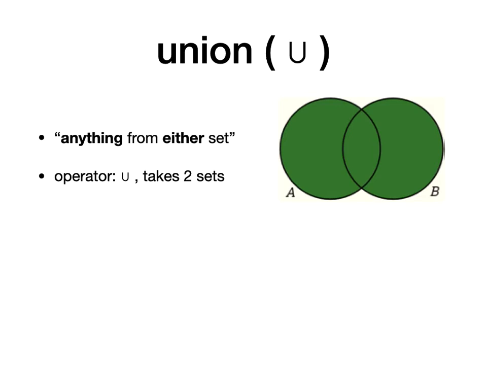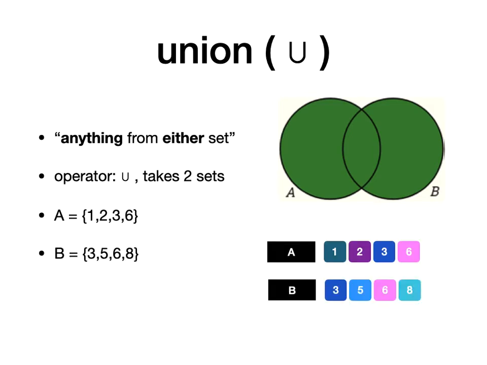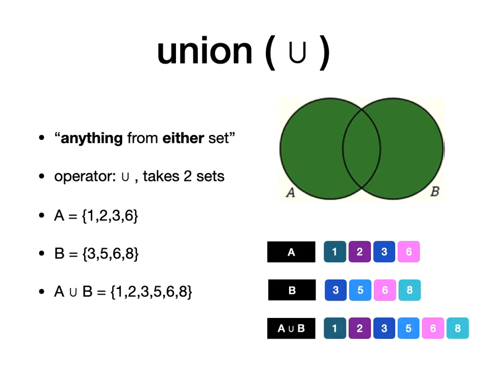These are common terms. So as with intersection, it takes two sets, and we're going to return anything that is in either of these sets. So again, A has 1, 2, 3, and 6. B has 3, 5, 6, and 8. So not only are we going to get the overlapping parts, 3 and 6, we're also going to pull out 1, 2, 5, and 8. We get all of them. Everything from both sets, from either set.